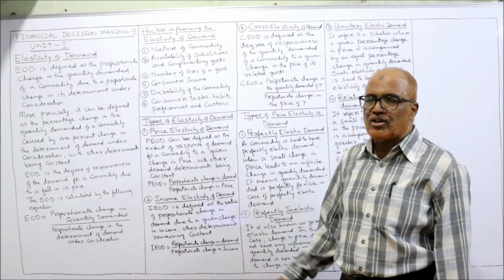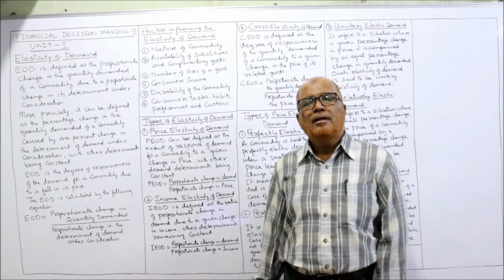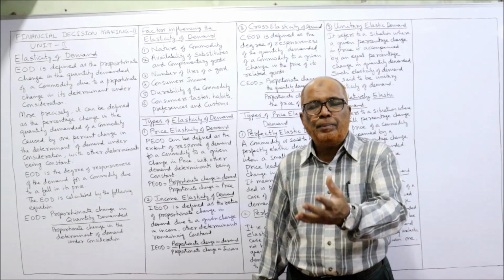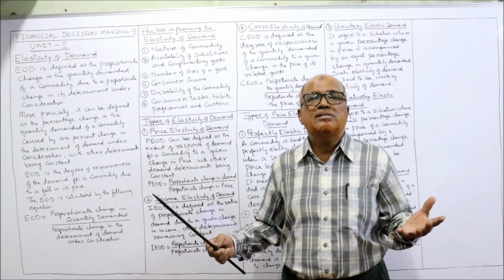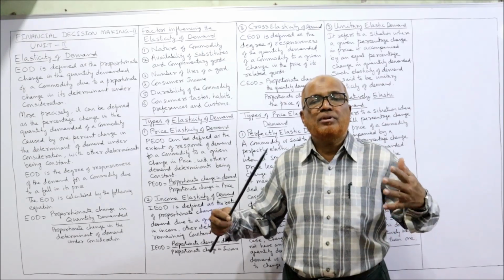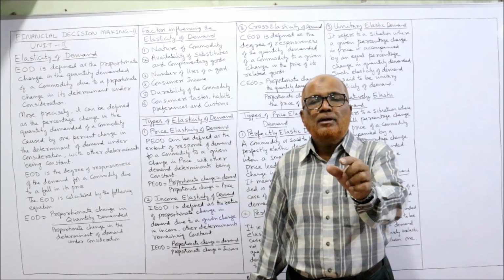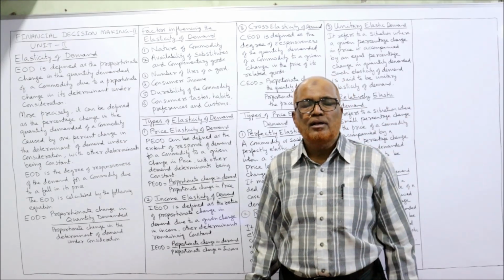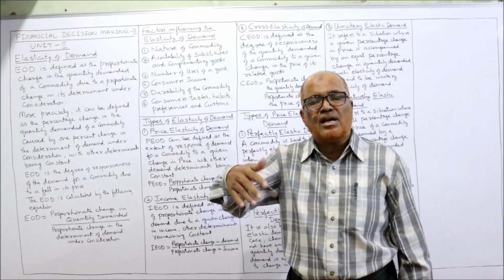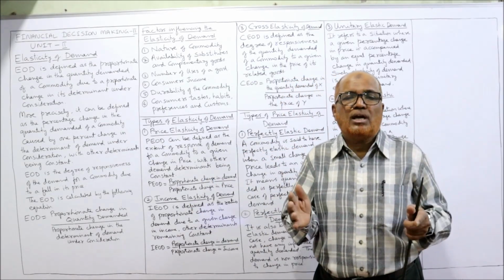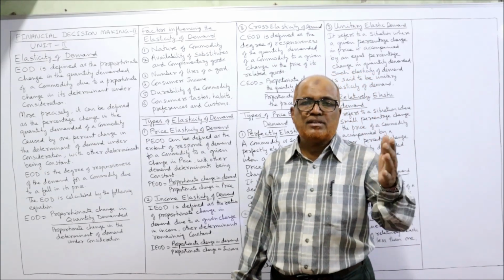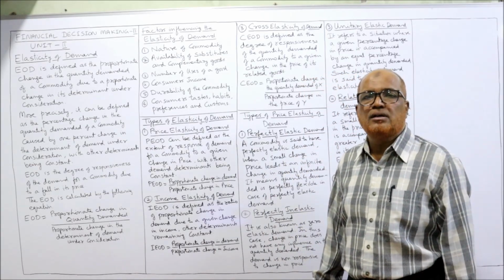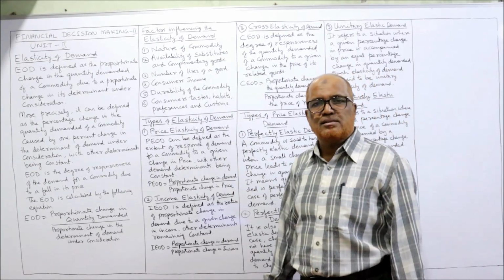Consumer taste, habits, fashions, preferences, customs. See here, the people's taste. Actually, the commodities are demanded by the people, but the nature of the people will not be the same. The nature of the people will change from time to time. At a particular time, the people may like a Hyundai car. At another time, he will say, no, the Hyundai car is not better, a Maruti car is better. So his tastes, habits and preferences are changing. As there is a change in the taste, habits, preferences, customs of the people, it will affect the elasticity of demand. So these are the factors which affect the elasticity of demand.